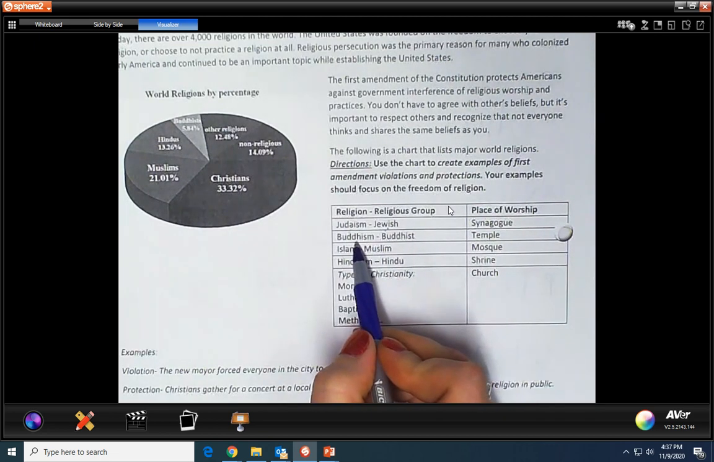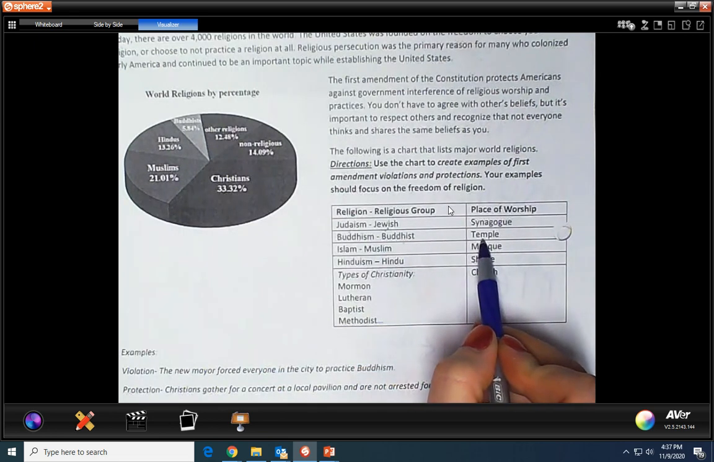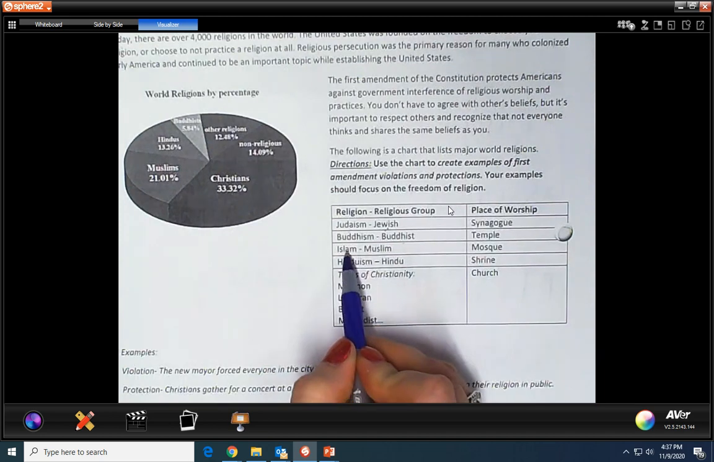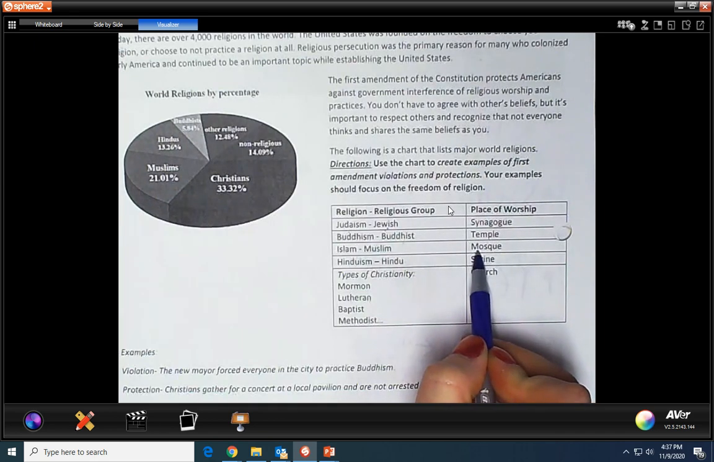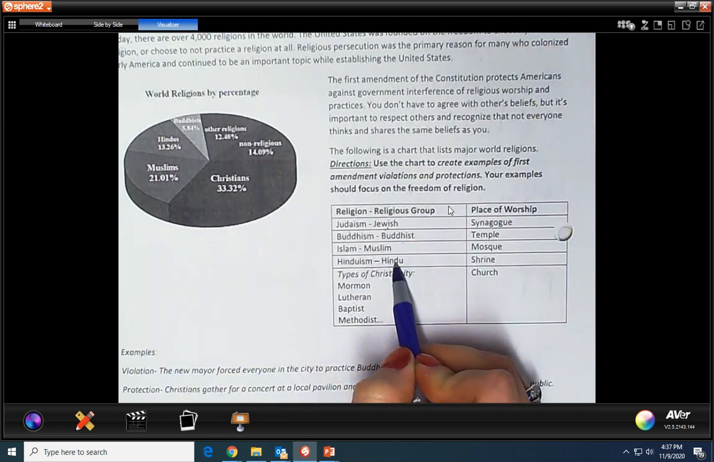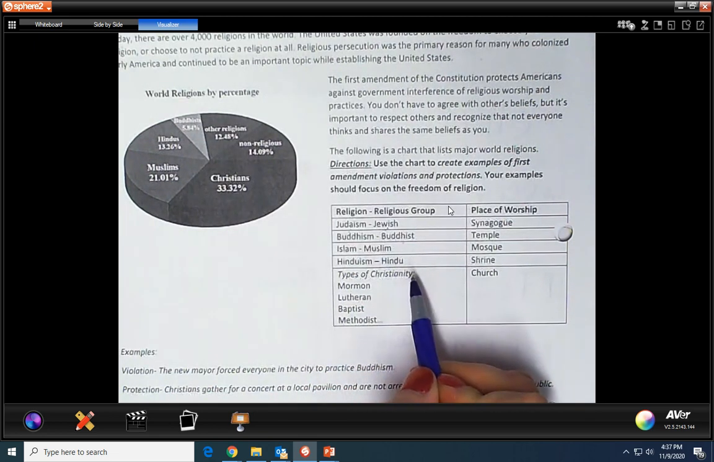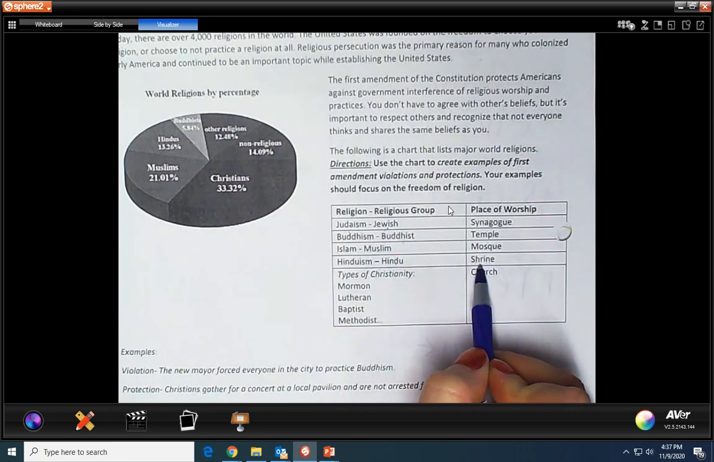People who practice Buddhism are called Buddhist, and many worship at a place called a temple. People who practice Islam are called Muslims, and their place of worship is called a mosque. Hinduism: if you practice Hinduism, you are a Hindu. And there's not always a place of worship. A lot of times they just worship at a shrine, and a lot of times this can be in their home.